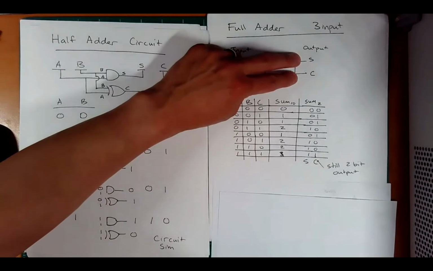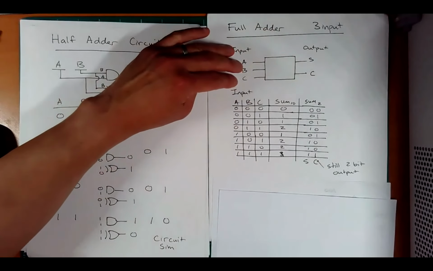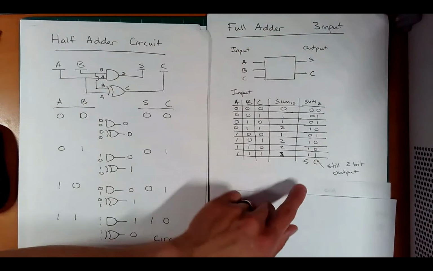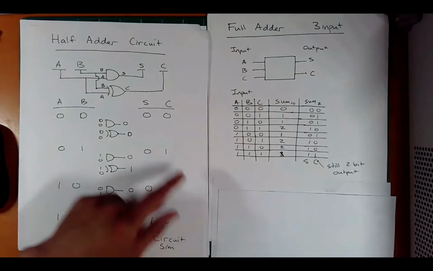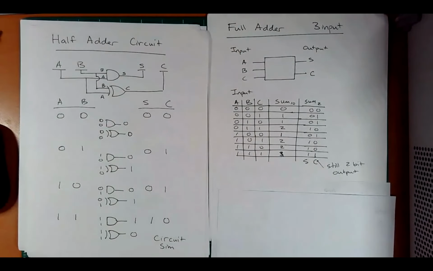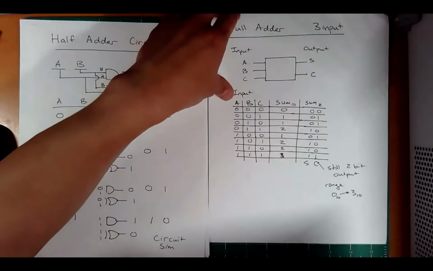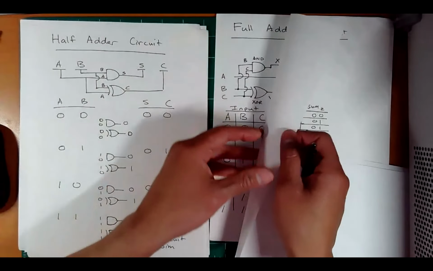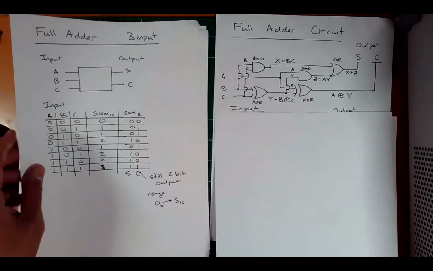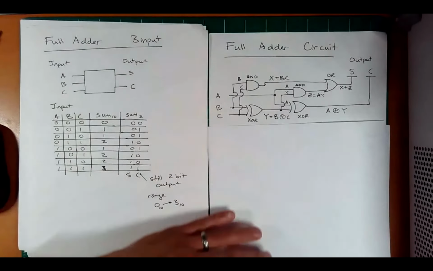So it's still only a 2-bit output, but now we have a 3-bit input, and we can go up to 3, whereas this one you can only go up to 2. So 0, 1, 2, where this can go 0, 1, 2, 3. Okay, so let's look at how this is implemented. And it looks a little crazy. What do we have here?